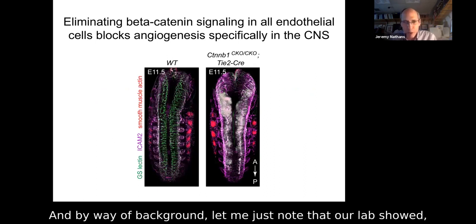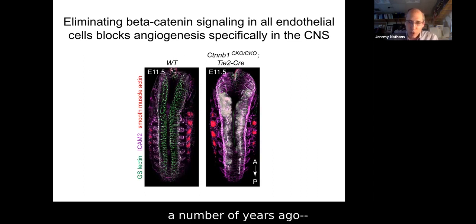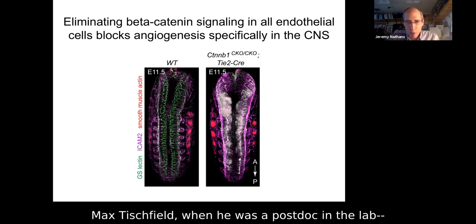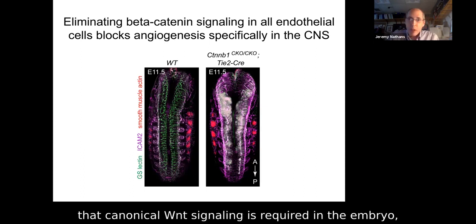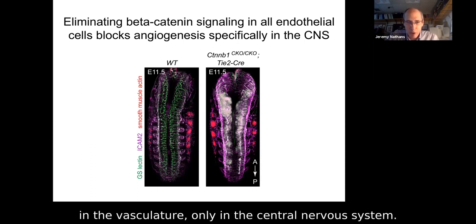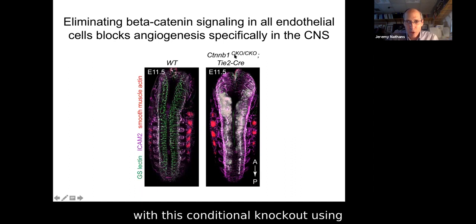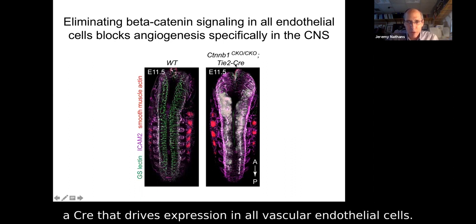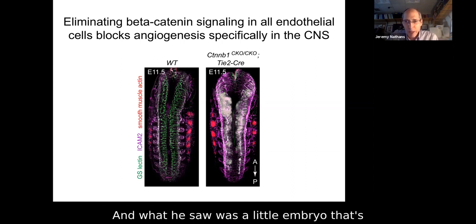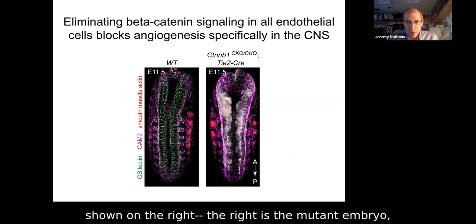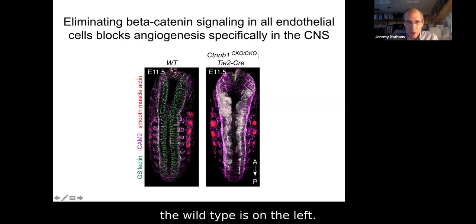And by way of background, let me just note that our lab showed a number of years ago, Max Tischfeld, when he was a postdoc in the lab, that canonical Wnt signaling is required in the embryo in the vasculature only in the central nervous system. So what Max did was he knocked out beta-catenin with his conditional knockout using a Cre that drives expression in all vascular endothelial cells. And what he saw was a little embryo that's shown on the right. The right is the mutant embryo. The wild type is on the left.